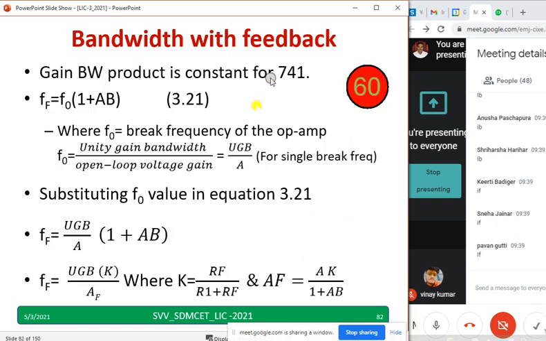So, bandwidth with feedback, and we have already discussed it for the previous case. F equal to F0 times 1 plus AB. For the 741 we have discussed. I think time is almost over. This we'll try to cover in the next class.